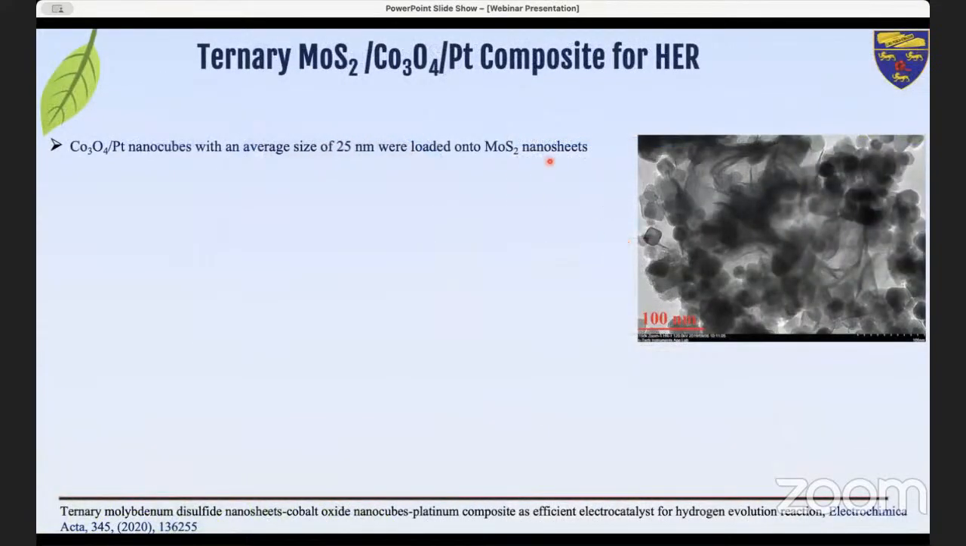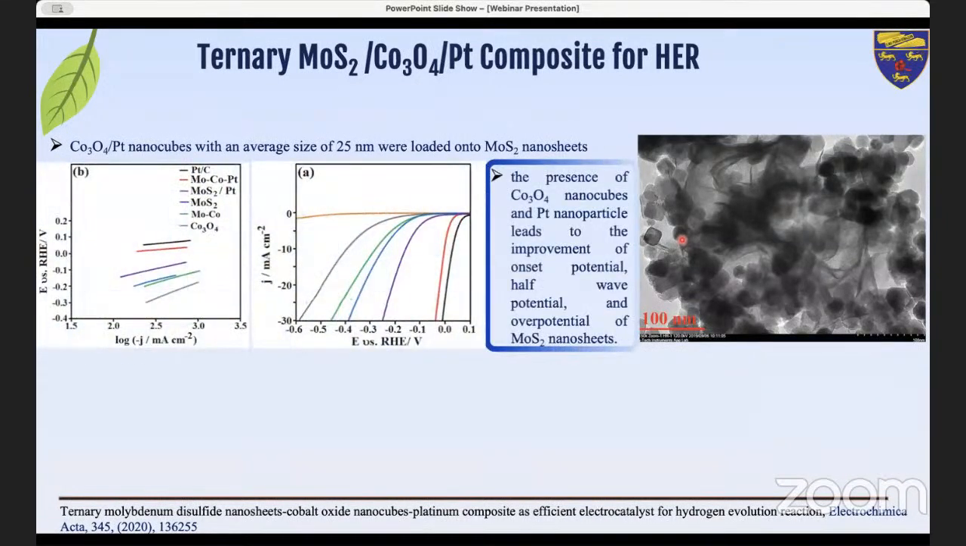Ekida synthesized the ternary composite. She introduced another component, cobalt oxide. She synthesized molybdenum sulfide, cobalt oxide, and platinum. So here, the sheet is molybdenum disulfide, the cube is cobalt oxide, and the small particles of platinum are decorated on the surface of cobalt oxide and molybdenum disulfide. She also tested for HER.